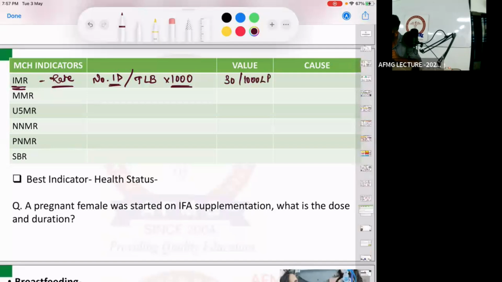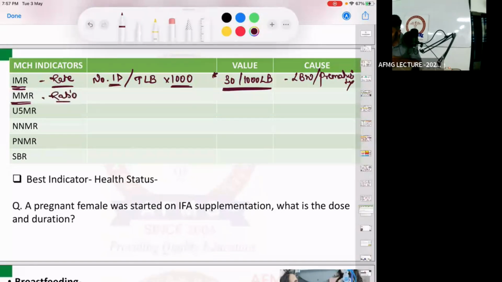So the recent SRS says it is now 30 per 1000 live birth. SRS census 34 बोल रहा था. Now the recent SRS says the last SRS was 32, but the recent SRS says it is 30 per 1000 live birth. Revise करेंगे इसके बाद. The most common cause of infant mortality in India is low birth weight or prematurity. Next, MMR, maternal mortality ratio.